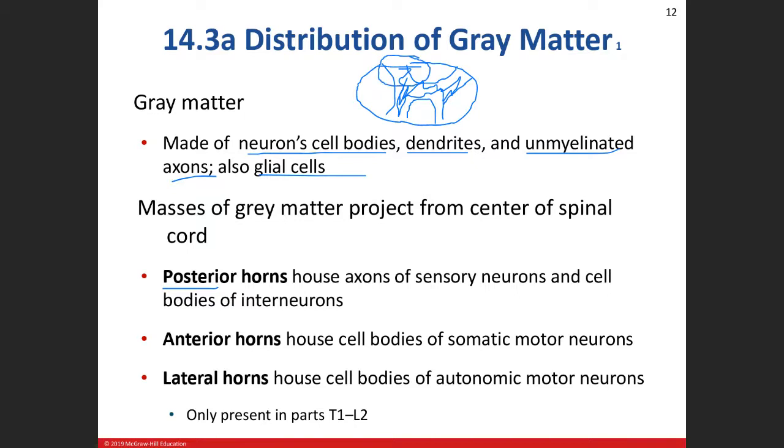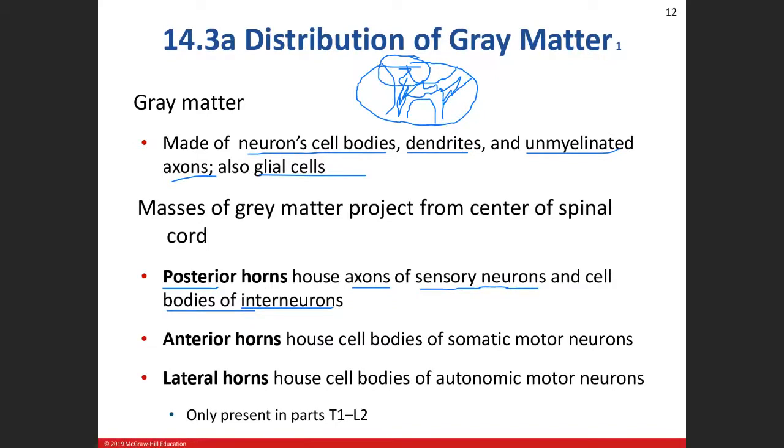And that's going to be sensory neurons. We'll also see the interneurons. Remember, interneurons make up more than 50% of the neurons in your central nervous system. The posterior horns are going to have the axons of all those sensory neurons that we were talking about, but also the cell bodies of those interneurons.